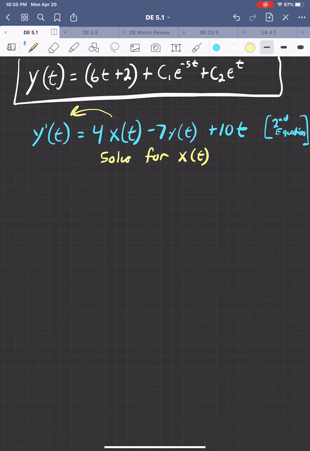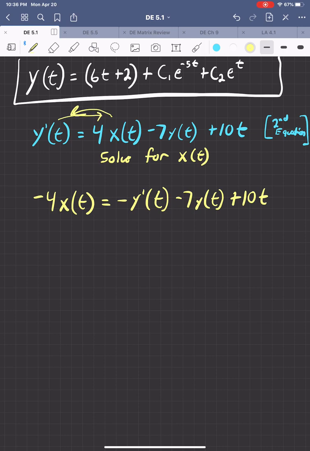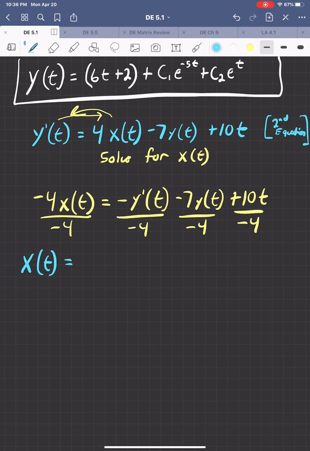So we're going to bring our 4x over here, and we're going to bring our y prime over here. And we should end up with, well, let's see here. We would have negative 4x of t equal to negative y prime of t minus 7y of t plus 10t. And I'm going to go ahead and divide, because I'm trying to solve for x of t. I'm going to divide by negative 4 throughout. Okay, so we finally get x of t is equal to negative 1 over negative 4, that's 1/4 of y prime of t plus 7/4 y of t.